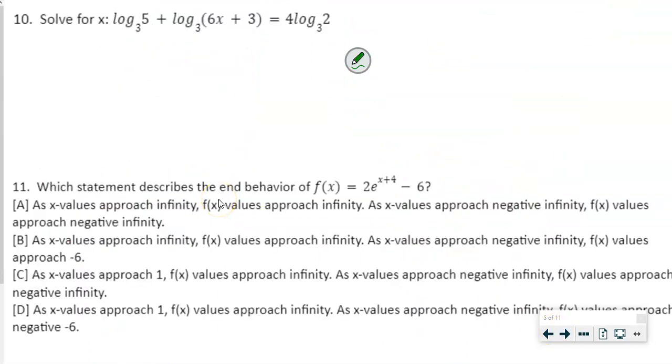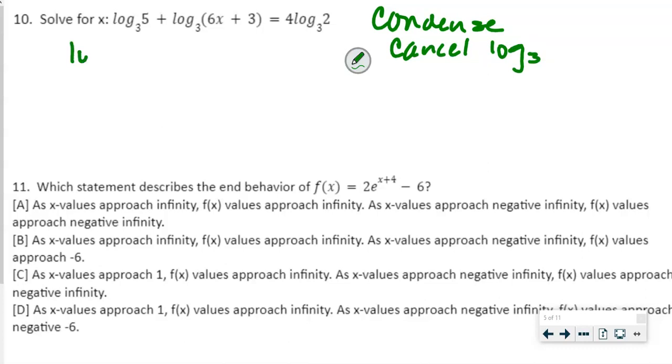So number 10 says solve for x. When we have log base 3, we're going to condense this first. So our first step is going to be to condense. Our second step is going to be to cancel the log base 3. Okay, so let's go ahead and do that. So our first step is going to be log base 3 of 5 times 6x plus 3. The reason why it's times is because there's a plus sign right there. If there was a minus sign there, we would be dividing, okay?